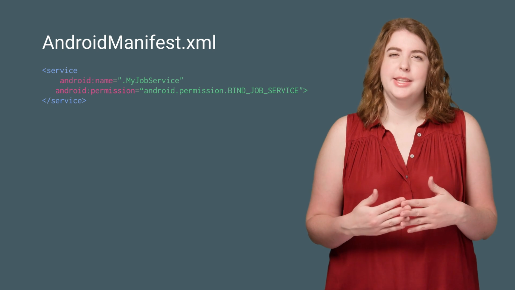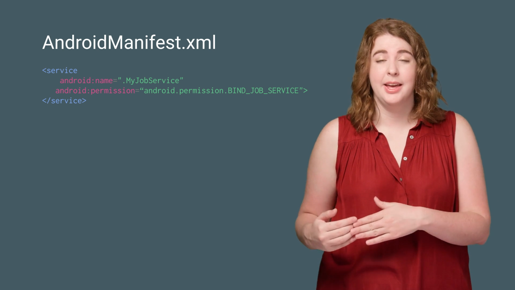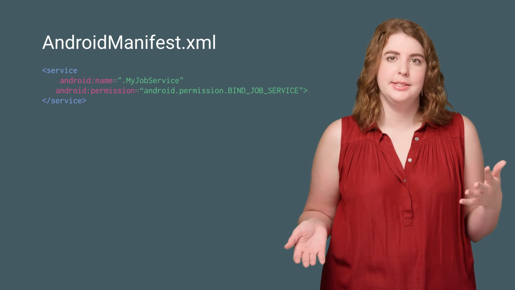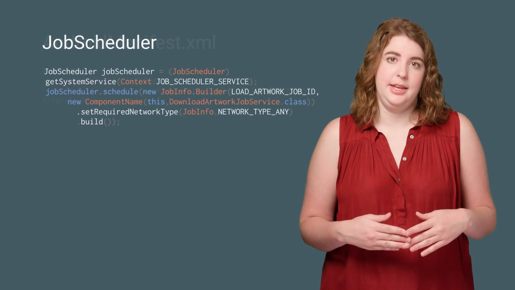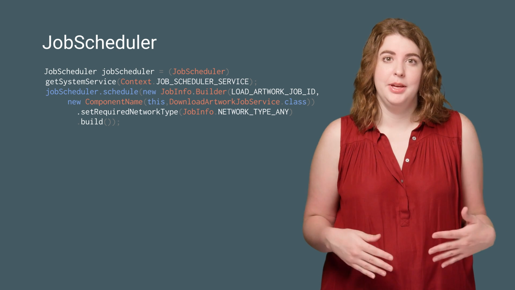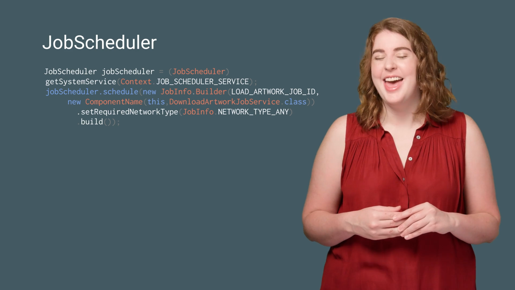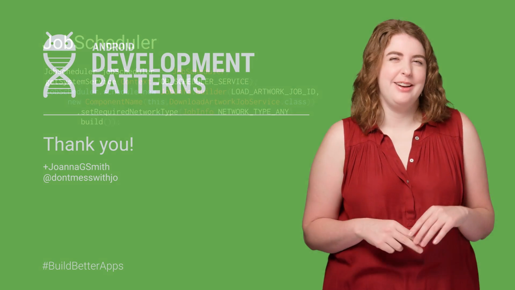What's different, though, is that you need to add a permission that will allow JobScheduler to call your jobs and be the only one that can access your job service. Finally, you can schedule a job using JobScheduler, which you will get from the system. Then call schedule using that super perfect JobInfo object you created, and you are good to go. Not so scary, is it?